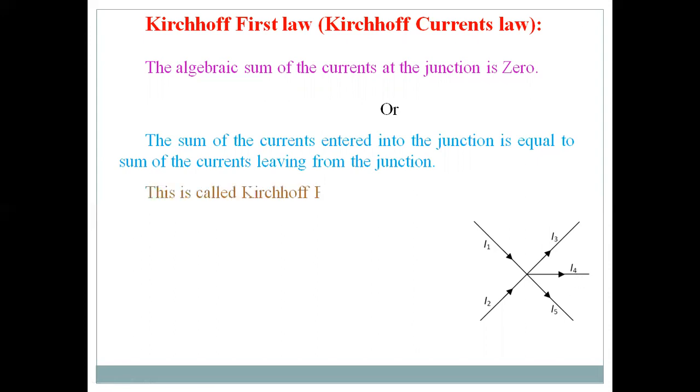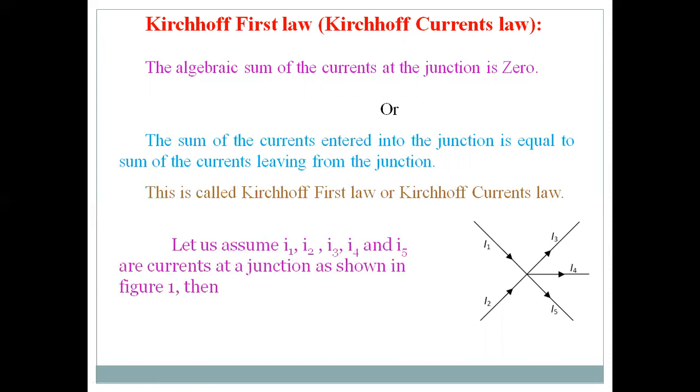For that case, we can use Kirchhoff's first law. When we apply Kirchhoff's first law to this junction, I1 plus I2, that is the current entering into the junction, is equal to the sum of the currents leaving from the junction, that is I3 plus I4 plus I5. So this is called Kirchhoff's first law.